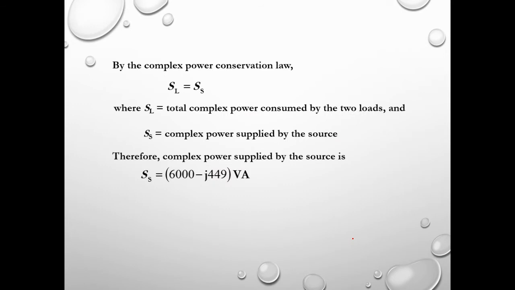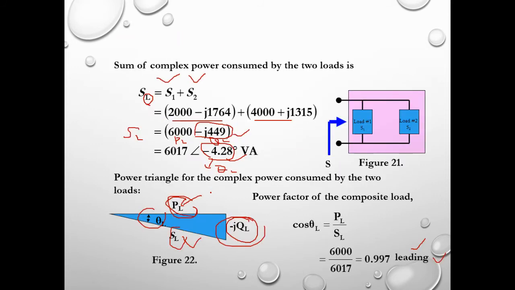And then by the complex power conservation law, SL equals SS. So this is the total complex power consumed by the two loads, and SS is the complex power supplied by the source. Therefore, the complex power supplied by the source is SS, 6000 minus j449 VA. So you can simply get it from here. All right, so this is SL.